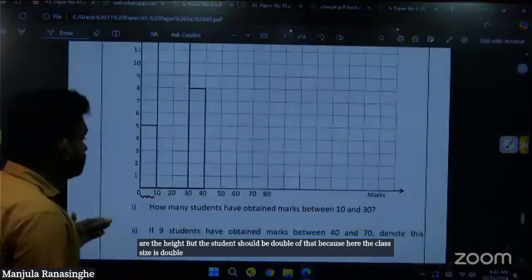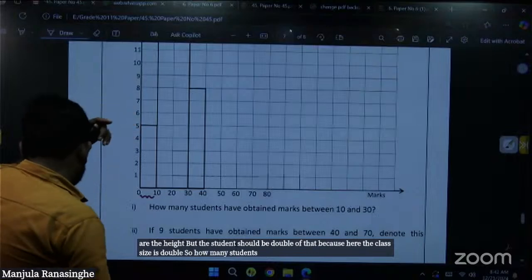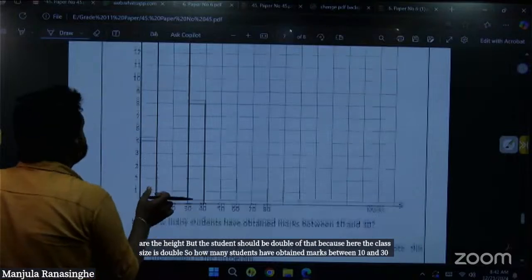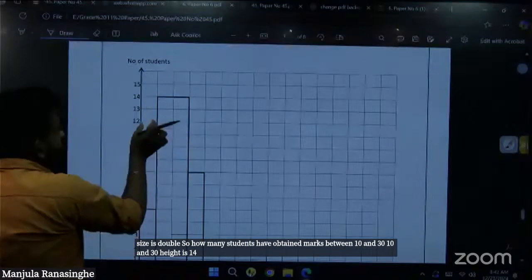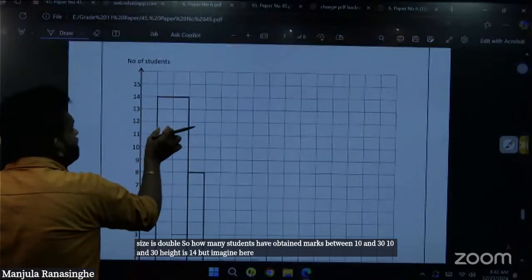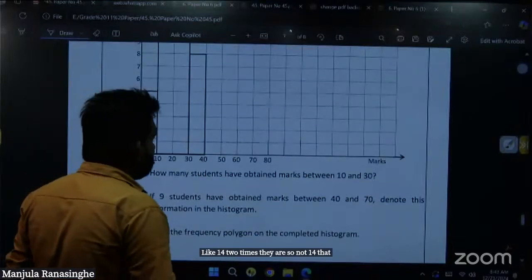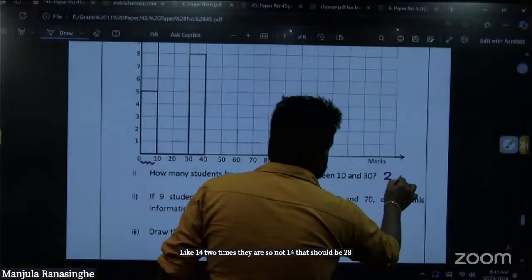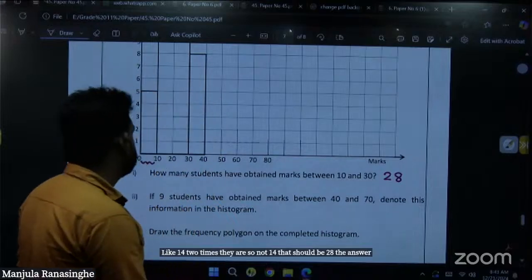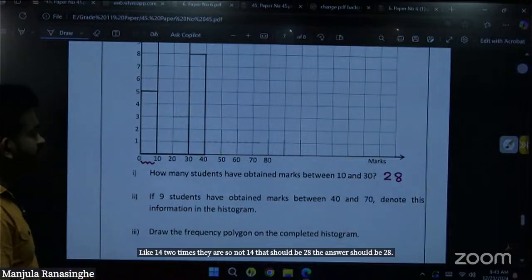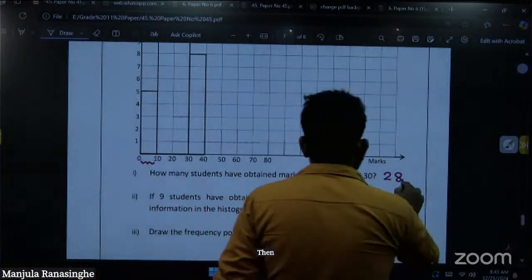So how many students have obtained marks between 10 and 30? The height for 10 to 30 is 14, but imagine 14 two times there. So not 14, that should be 28. So the answer should be 28. Then, for this you have 2 marks.